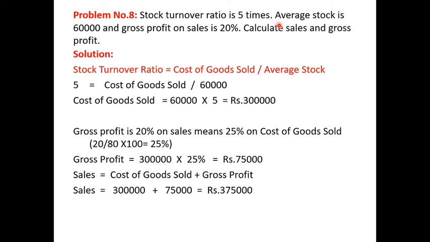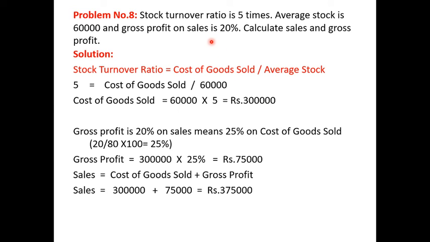But here we don't know the cost of goods sold, or sales also we don't know. Okay, stock turnover ratio 5, as it is, we are taking whatever is given in the problem. Then cost of goods sold we don't know. Average stock is given in the problem. If we simplify, we are getting cost of goods sold rupees 3 lakh.